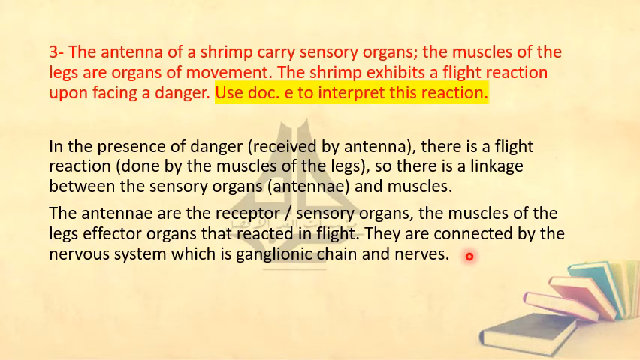So what is the means of communication between the sensory organs and the motor organs? The means that allows communication between them is the nervous system, which is made up of a ganglionic chain and nerves in the case of invertebrates such as the shrimp.